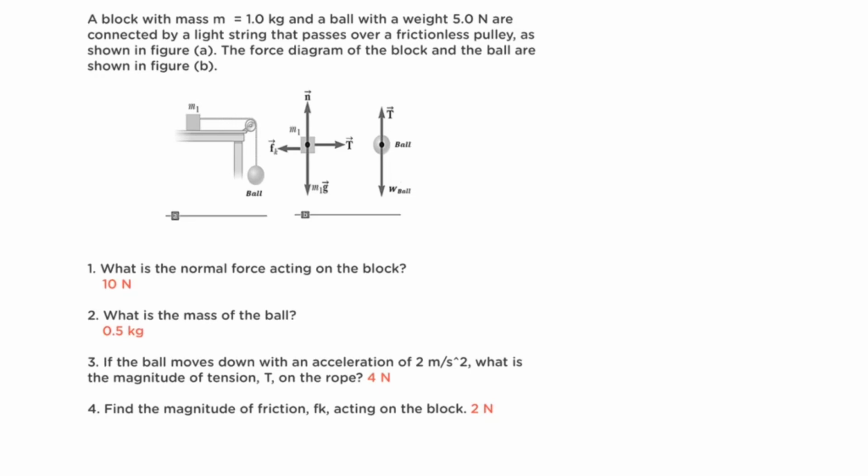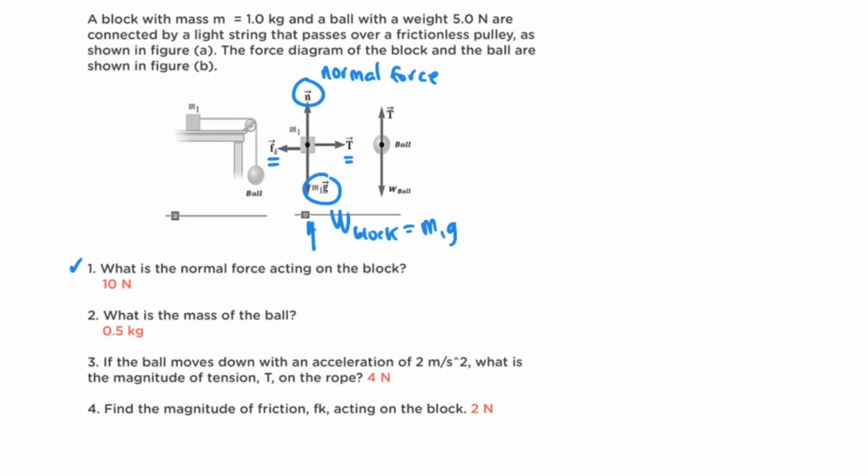So if we're going to look at figure B, the forces that are acting on the block are namely, we have the normal force, so that's N right there. We also have the force of gravity, which is equal to the weight of the block. So the weight of the block, let me write that down, it's just equal to m1g. And we have friction, and this one right here is tension. So let's look at the first question. What is the normal force acting on the block?